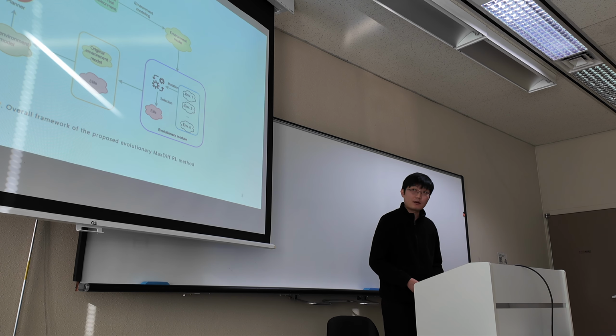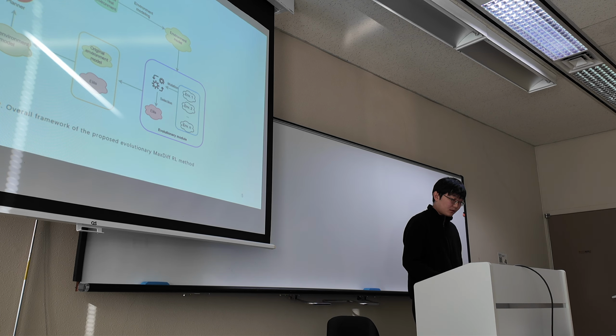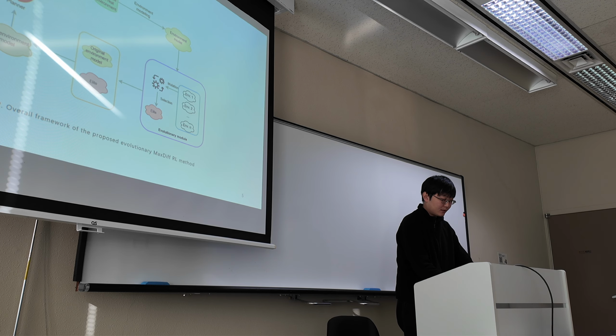And now let me introduce our method. And our method mainly involves the environment model. After the environment model is updated using gradient-based method, the evolution module kicks in, and this module creates a population of environment models. After adding perturbations to the population, we evaluate them and select the elite individuals. And finally, we compare the elite with the original model and update the environment model accordingly.